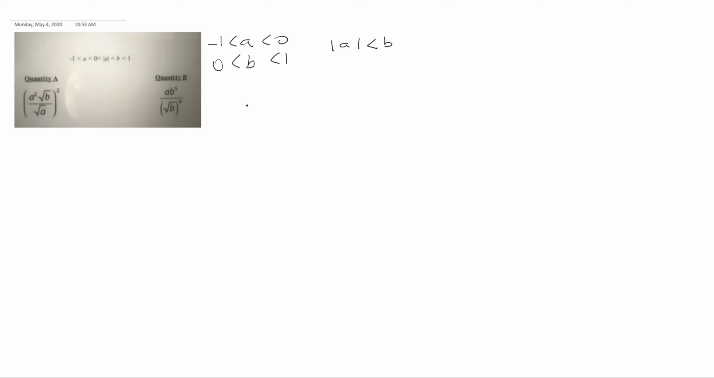But this doesn't let us directly determine whether quantity A is larger or smaller than B. What we have to do is actually simplify each of those quantities to have an easier form to work with. So for quantity A, we're going to simplify it as follows. Quantity A: A squared times square root of B divided by square root of A raised to the power of 2. This equals A to the power of 4 times B divided by A. And here we can simplify it to get A to the power of 3 times B.